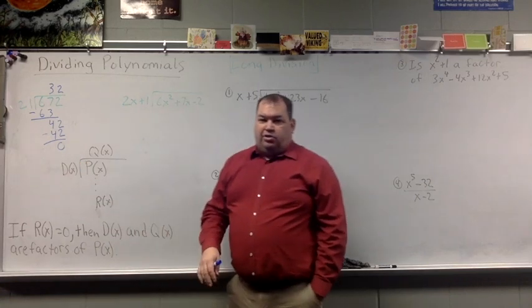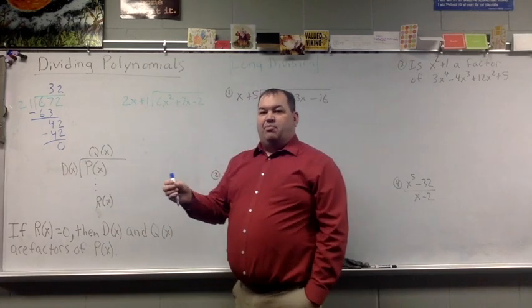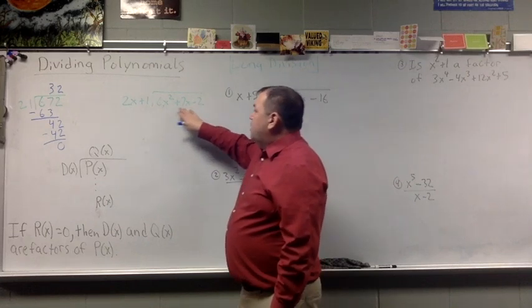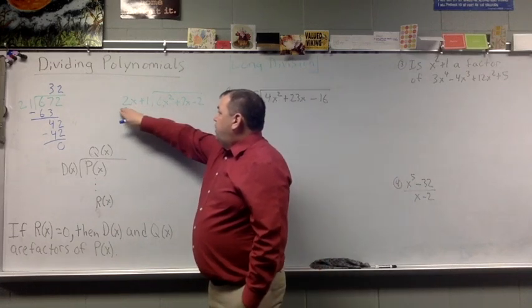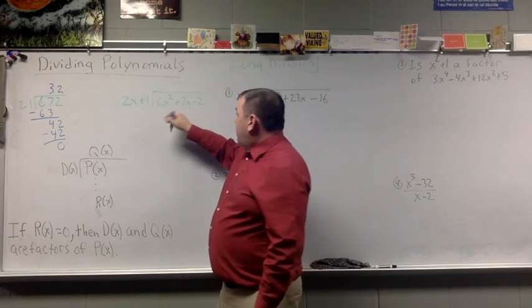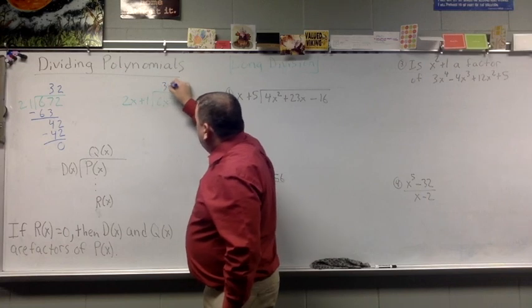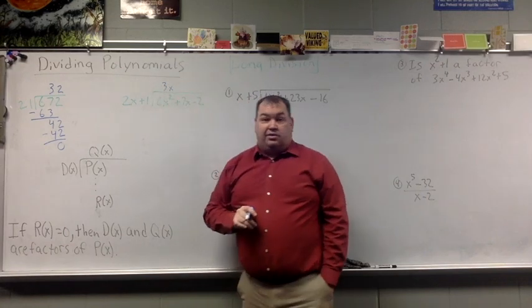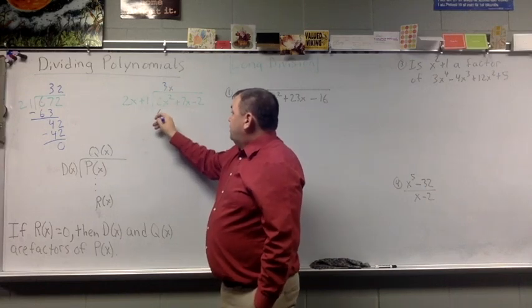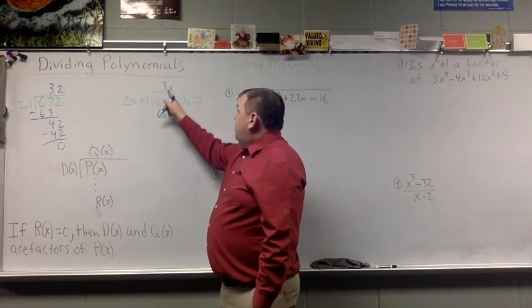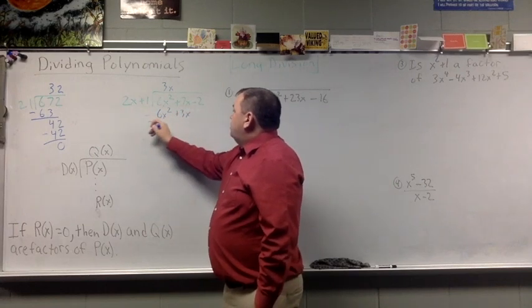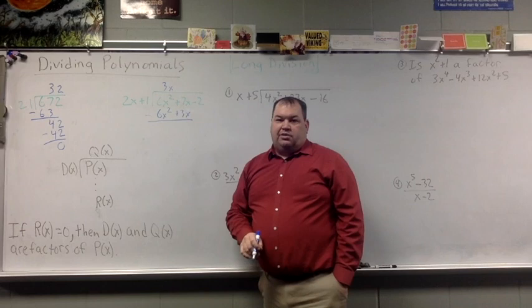What we're going to try to do is take that same concept and apply it to a polynomial. So I'm trying to see how many 2x's go into 6x squared. And I can actually fit 3x, because when I take 3x times 2x, I get 6x squared. And 3x times 1 is a 3x. And just like the long division over there, I subtract.